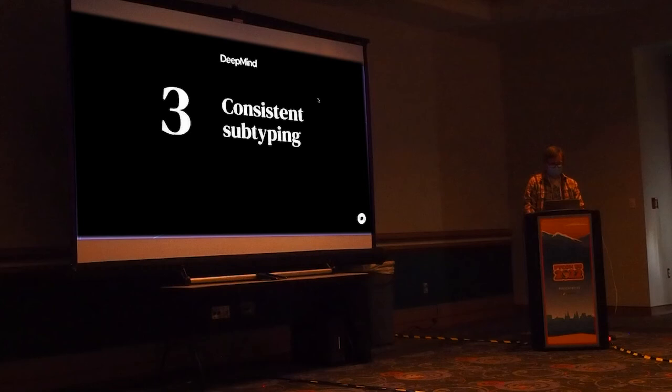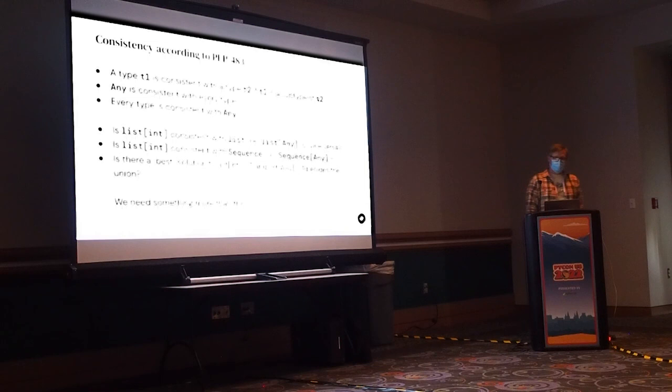Okay. So what we really need is something that we don't actually have spelled out, which is something like consistent subtyping. So we need a notion of consistency, and we need a notion of subtyping, and we need to combine them in a way that makes sense for the Python typing system to come up with something like consistent subtyping. So if we go back to the PEP again, we have a rule that says that a type can be a subtype of another. We have another rule that says that Any is consistent with everything, and that everything is consistent with Any. And this is pretty standard from what's known as gradual typing.